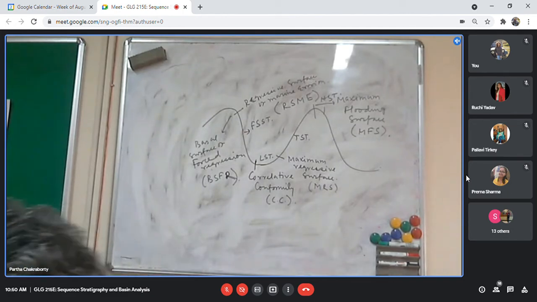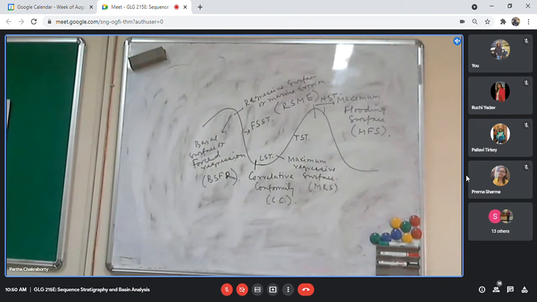But the thing you must know is that the falling stage system tract will be floored by a surface which is called the regressive surface of marine erosion, or the basal surface of forced regression. The top surface of this is the correlative conformity.